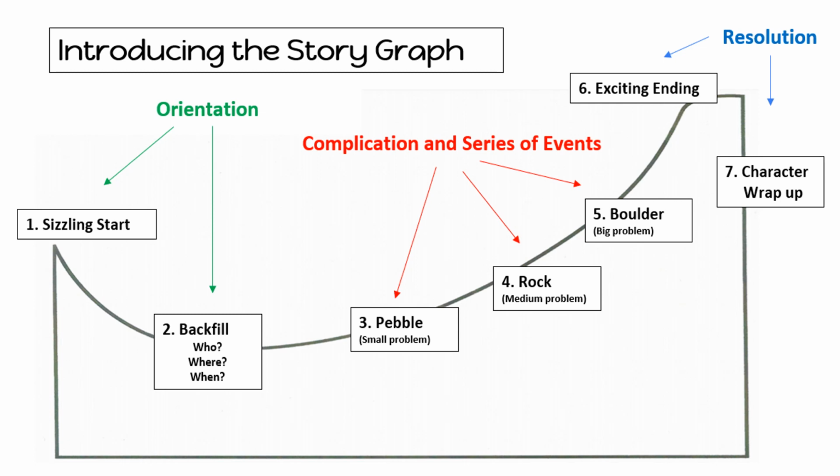Step number 2 is the backfill. It's when you're going to tell the who, the when and the where. Then you've got your complication, which is broken up into 3 parts: the pebble, rock and boulder. Number 6 is the exciting ending, and then number 7 is the character wrap up. You're going to tell the reader what the character is going to do after the problem is solved. But today we're going to look at our beginning on step number 1, the sizzling start.